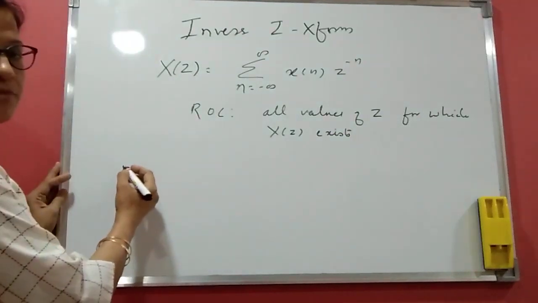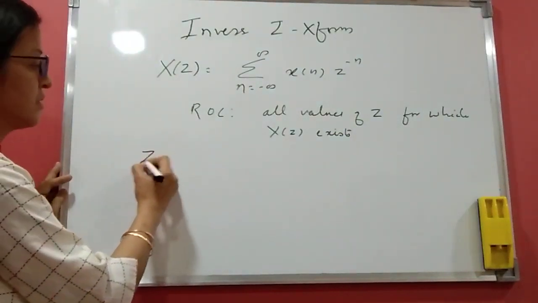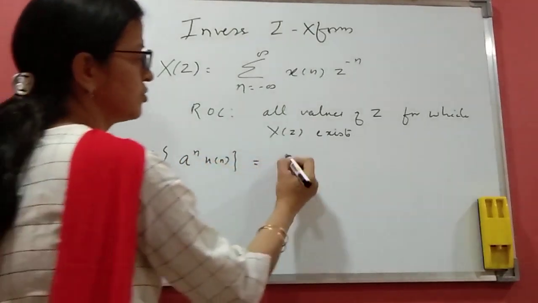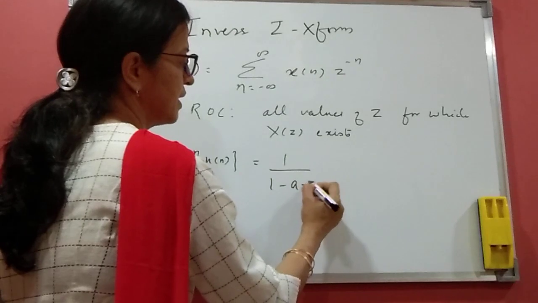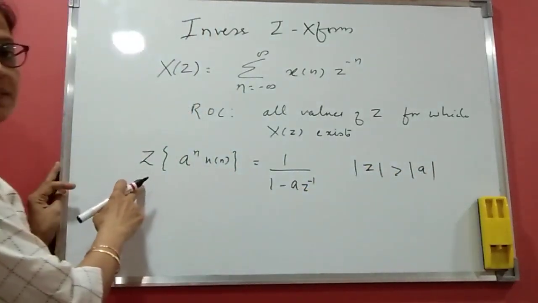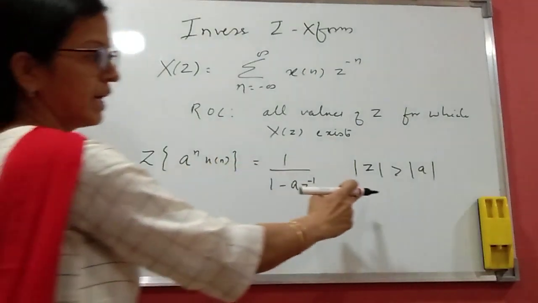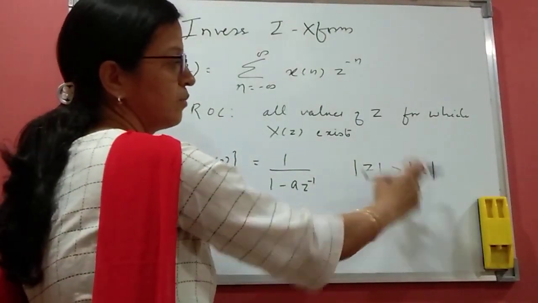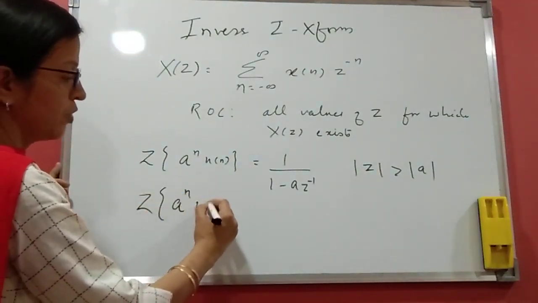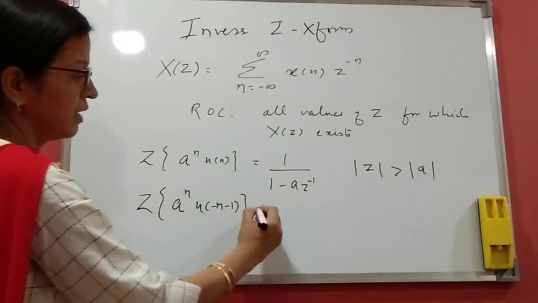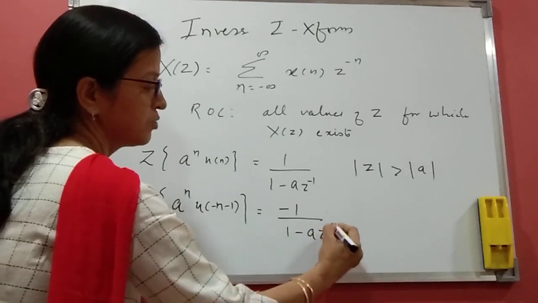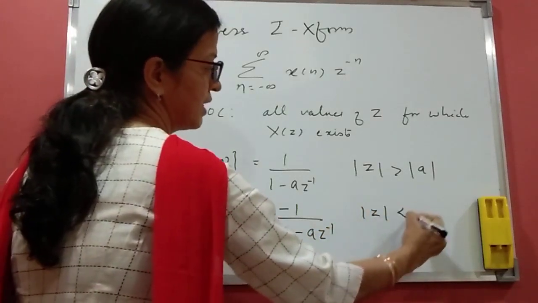And we have seen Z transform of some of the standard signals, that is Z transform of a raised to n u(n) equals 1 upon 1 minus a z raised to minus 1 with ROC mod z greater than a. This is a positive sided signal, and we know that for that ROC is always mod z greater than mod a. Also we have seen Z transform of a raised to n u(minus n minus 1) equals minus 1 upon 1 minus a z raised to minus 1 with ROC mod z less than mod a.